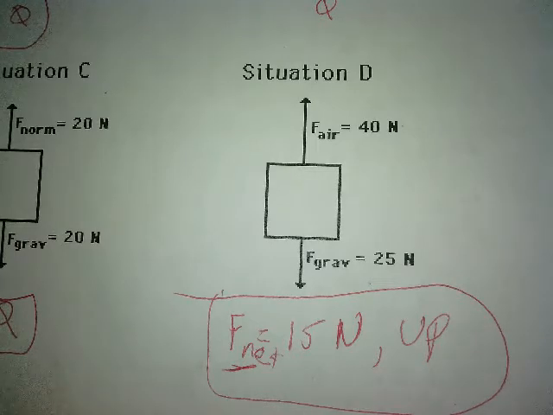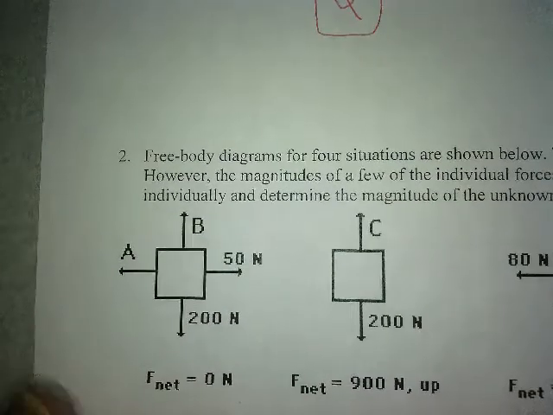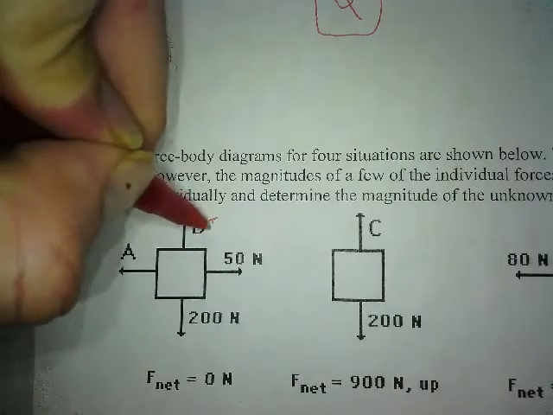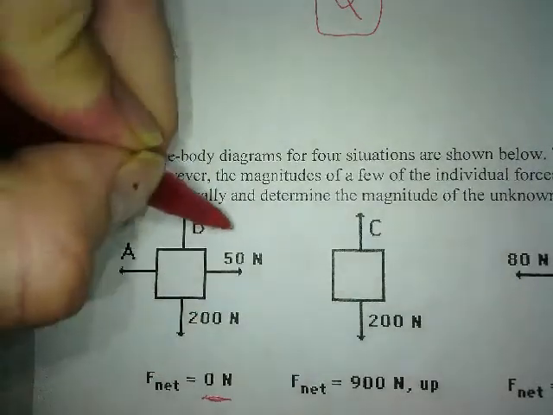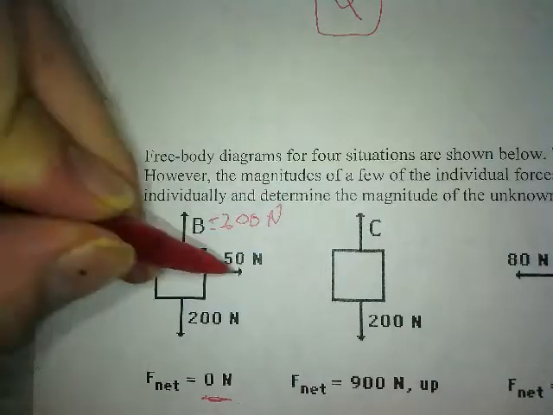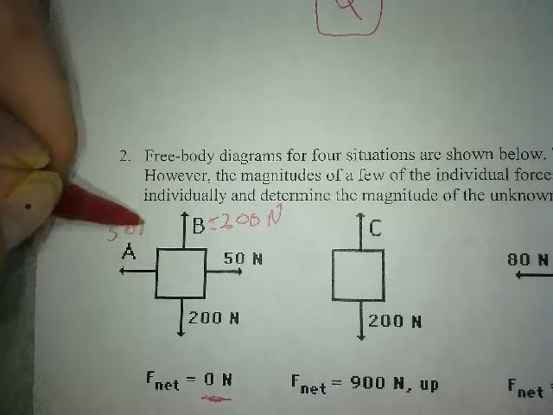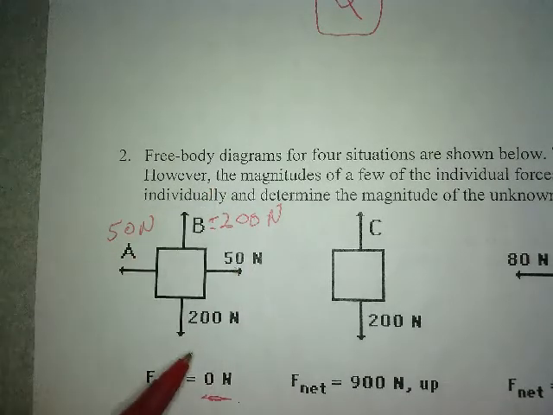It's basically net forces. They're going to give you the net force at the bottom, and you have to figure out what the other two variables are. So this net force is 0. To make it all 0, we need 200 newtons at B. And at A, to cancel out those 50 newtons, we need 50 newtons at A. So 50 minus 50 is 0. 200 minus 200 is 0.